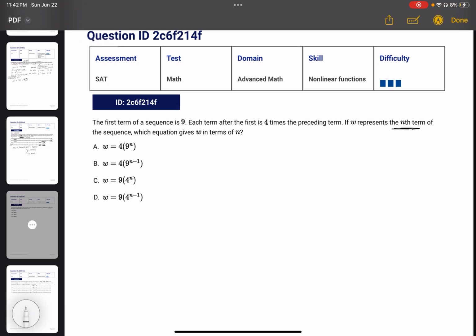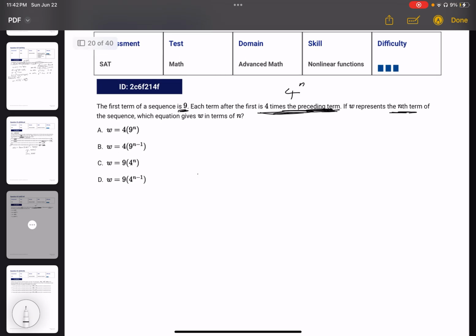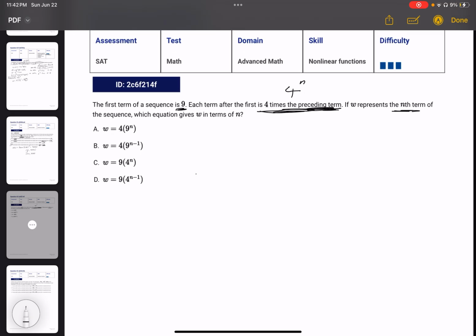Okay, next problem. The first term of a sequence is 9. Each term after the first term is 4 times the preceding term. If W represents the nth term of the sequence, which equation gives W in terms of n? So we have W equals the nth term. If anything is 4 times the preceding term, it's going to be 4 to the n, correct?